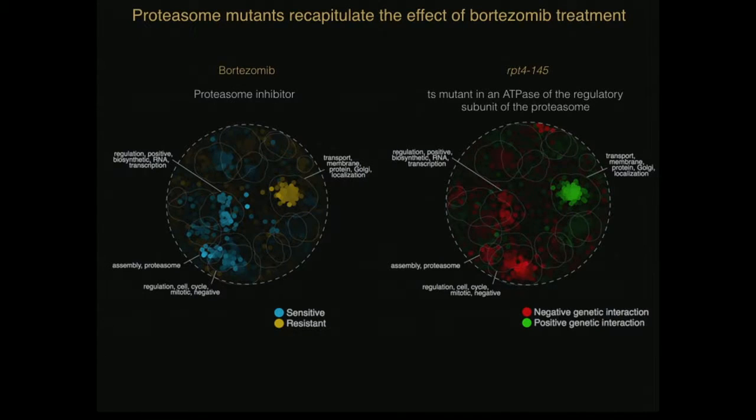And what I did is I took the genetic interaction data for many members of the proteasome, in particular this one, which is RPT4, an ATPase that's a member of the proteasome. And I found that its enrichment profile is remarkably similar to the bortezomib. So that means including this part, right? So this confirms that this thing that we see over here is a direct effect of the bortezomib inhibiting the proteasome, because I can recapitulate it exactly using a mutation.